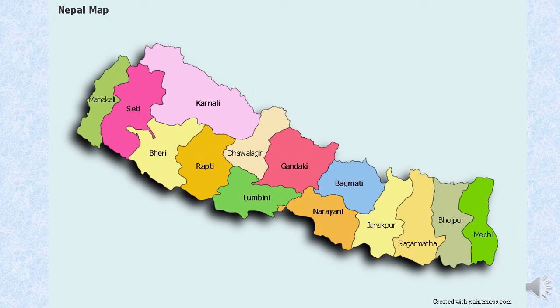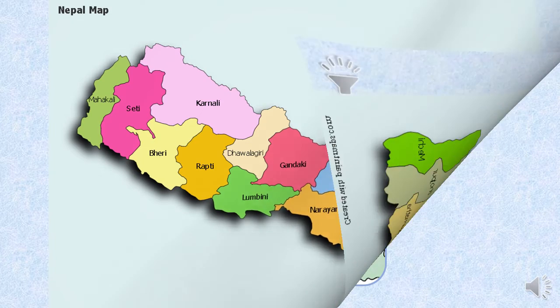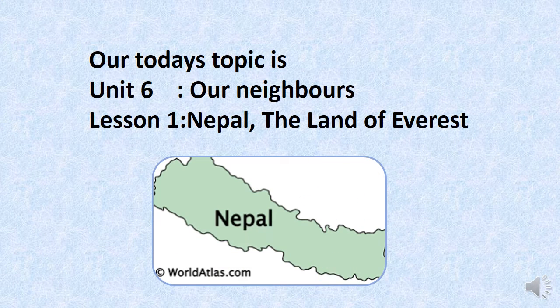Dear students, here I brought a map of Nepal for you. Look at it. It is an Asian country and a small country. So our today's topic is Unit 6, Our Neighbors, Lesson 1, Nepal, the land of Everest.